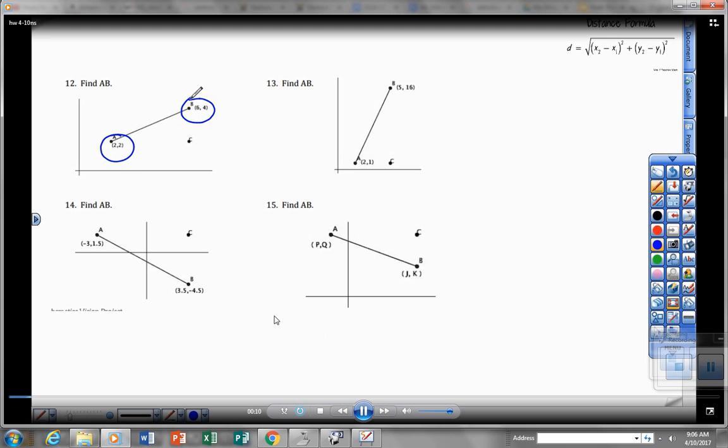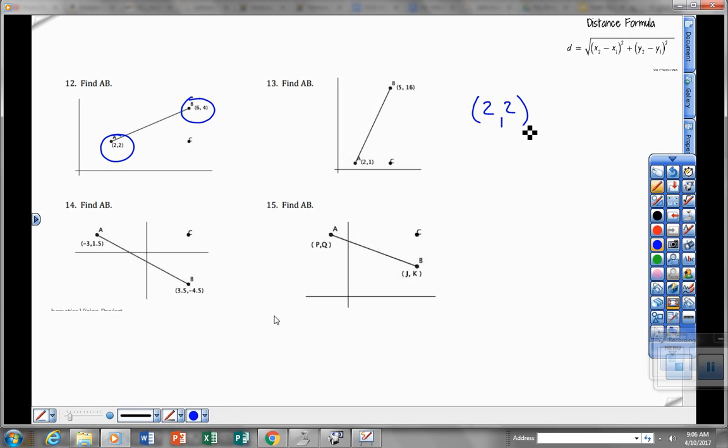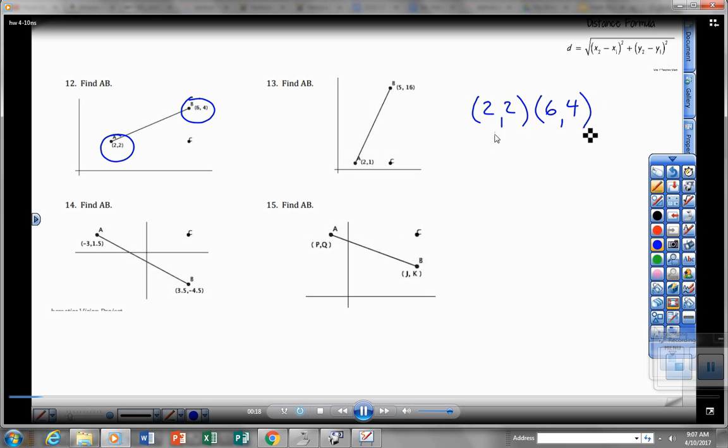So for this first problem, 12, A is the point 2, 2. And B is the point 6, 4. Remember, a coordinate is always x first, y second. I'm going to have you pair up the numbers you're going to subtract in this formula, the two x numbers and the two y numbers.